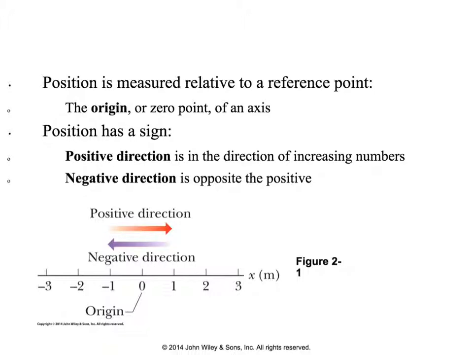The positive direction is in the direction of increasing numbers. Now, in our traditional Cartesian coordinate system, that's typically to the right, but it's not always the case. The positive direction must be in the direction of increasing numbers. Sometimes with convenience we say it's to the right, sometimes we say it's to the left. And the negative direction is the opposite direction. It's in the direction of the decreasing numbers.